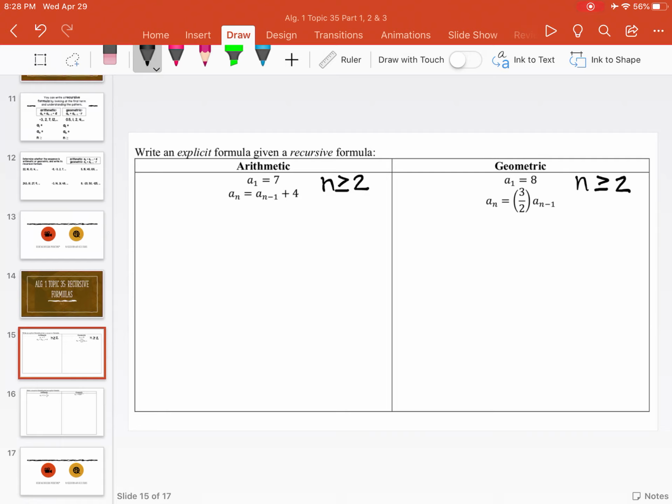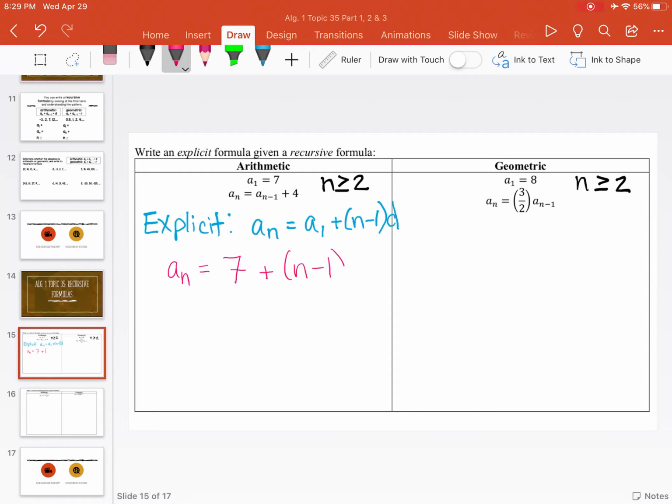Since we want to write this in an explicit formula, let's first recall what the explicit formula for an arithmetic sequence is. So an explicit formula for an arithmetic sequence can be written as a sub n, so the term that we want, equals the first term, or a sub 1, plus the quantity n minus 1 times d, times the common difference. If we look at the given information in our recursive formula that was provided, we can use that information to plug in. Since we already know that a sub 1 equals 7, we can plug that in as well. So our new formula will be a sub n equals 7 plus n minus 1 times the common difference.